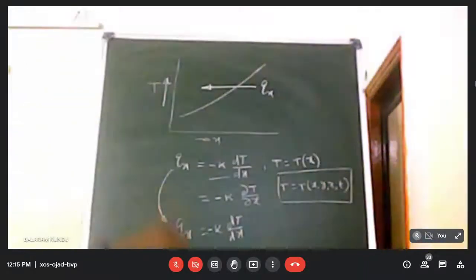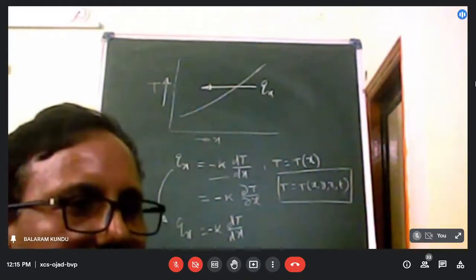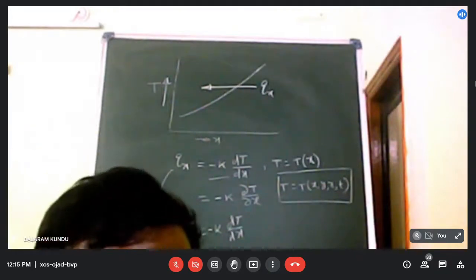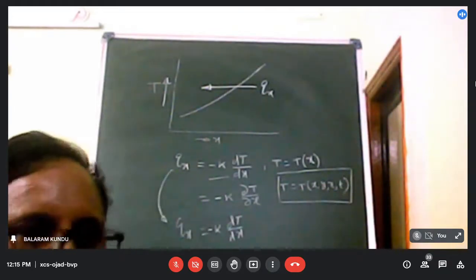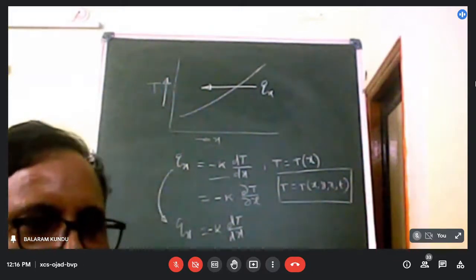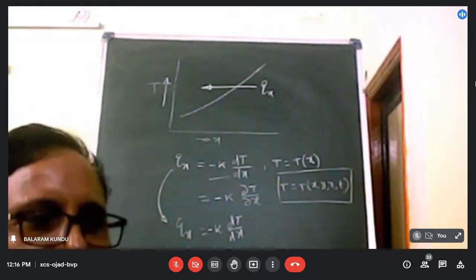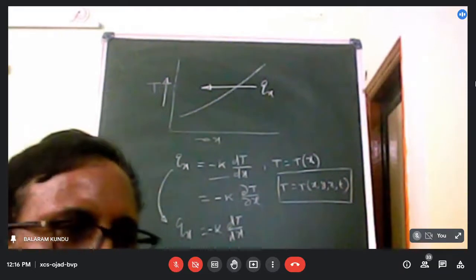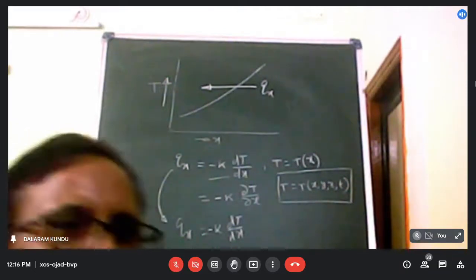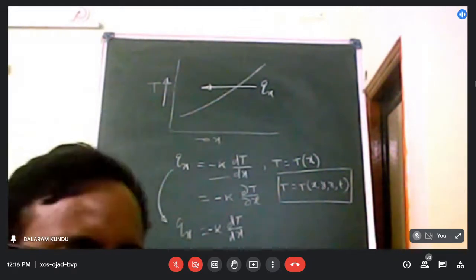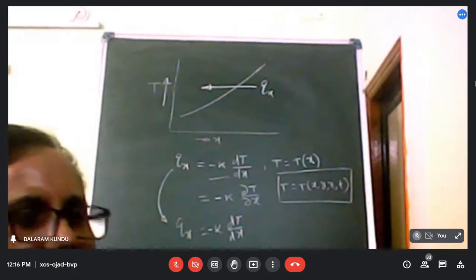Clear, sir. Yes, sir. Now, if you just want to determine the magnitude of the heat transfer rate or heat flux, in that case we have to think whether dT/dx, the temperature gradient, is positive or negative. If it is positive, then the negative sign should be omitted, should be deleted. Only consider the positive in that case.